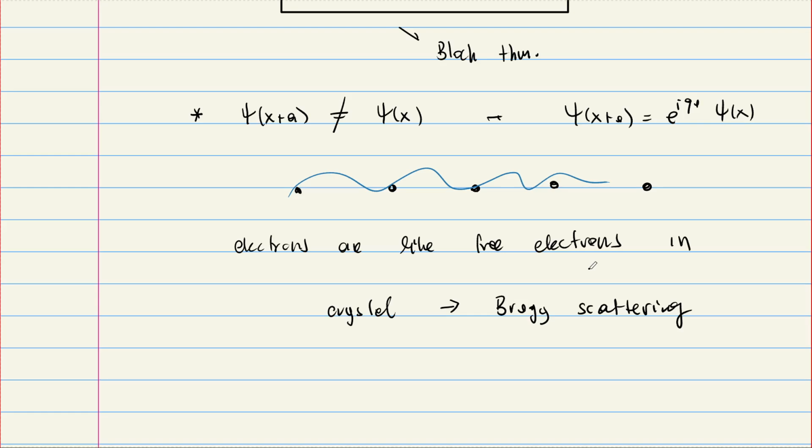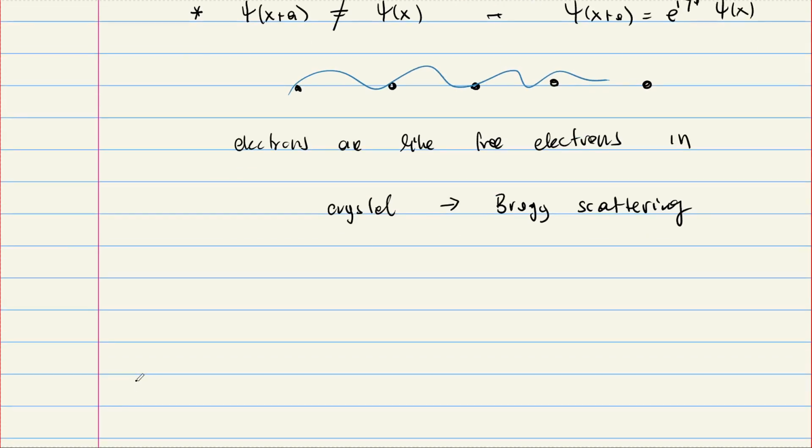Good. Any questions? So this was case 1, the discrete symmetry. Now let's consider the continuous symmetry. I will try to finish after that. So case 2, continuous translation symmetry.